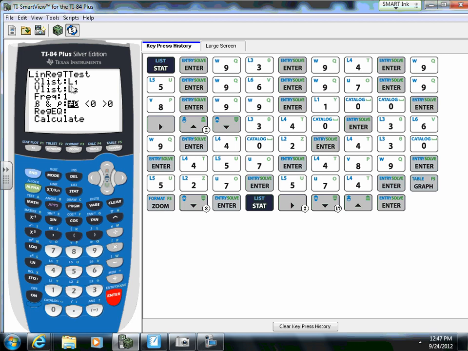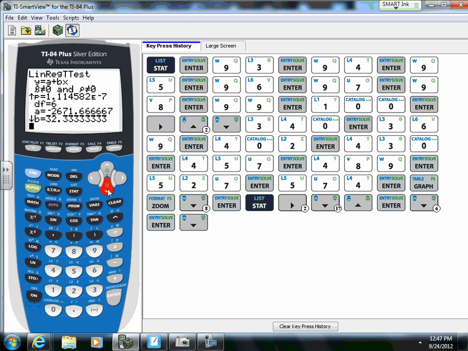It's going to ask L1 and L2. Remember, they were the titles of my two columns. I'm just going to go down and say calculate. Now, what it does, it gives me a lot of information. The first bits of information that I need to know is that it's going to give me an A plus BX. So B is going to be our slope and A is going to be our intercept. So here's A, that's our intercept, and here's B, our slope. So it has a slope of 32 1/3. So it would be Y equals 32 1/3 X minus 2,671.